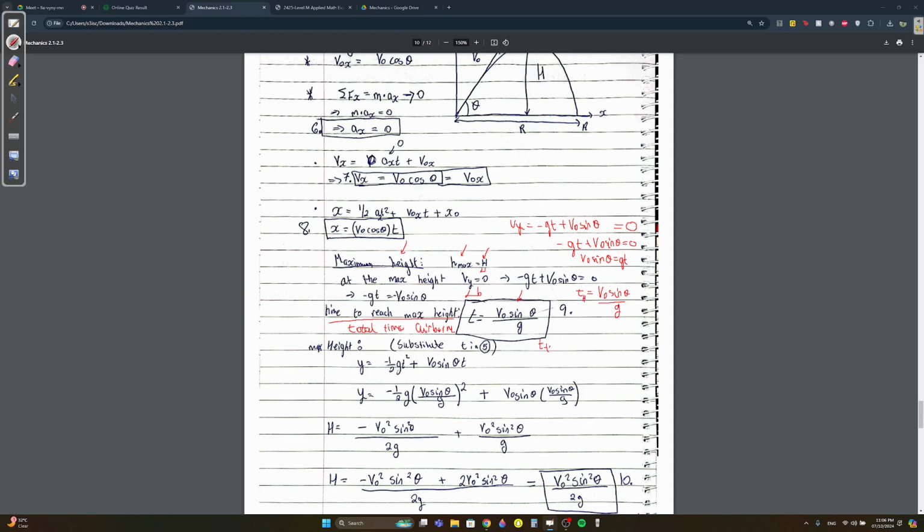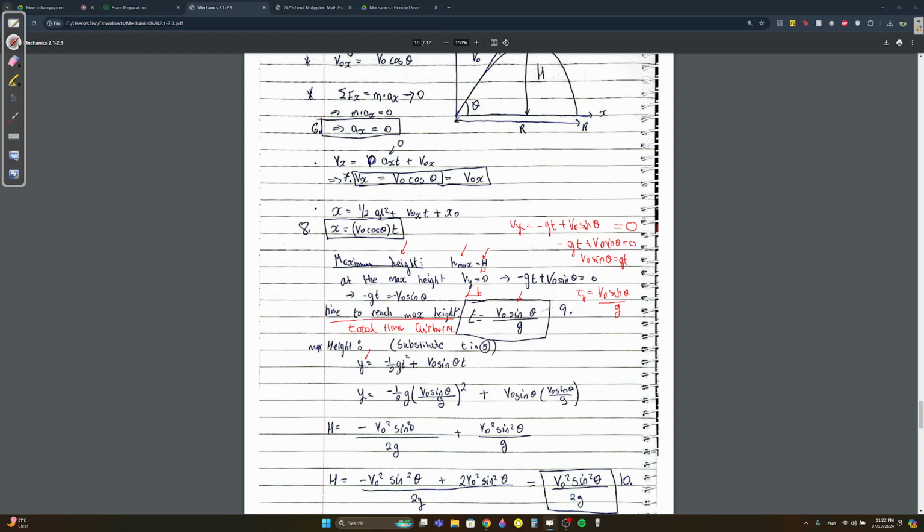The total time t total will just be 2 v node sine theta over g. You just multiply by 2. So here for the maximum height, you just substitute the time we got here. Forget about time total. Just substitute the time to reach maximum height in the equation for y.